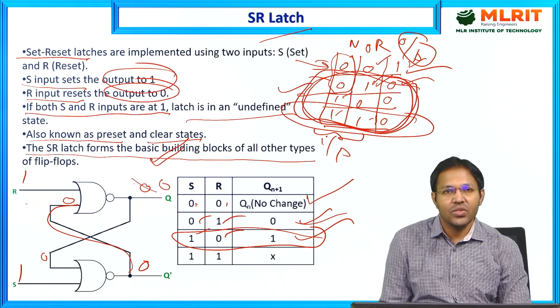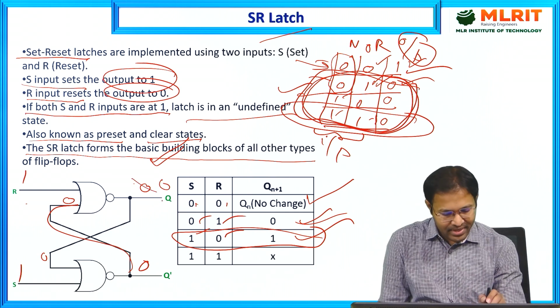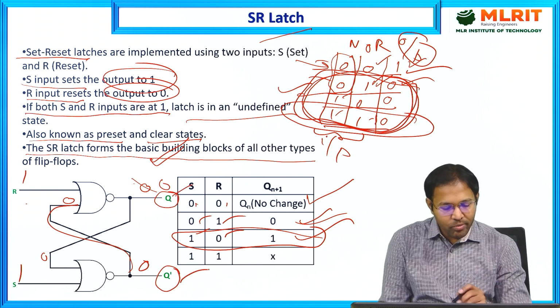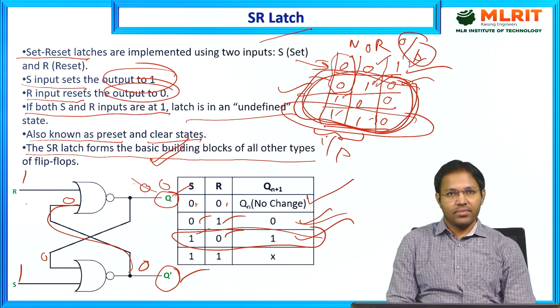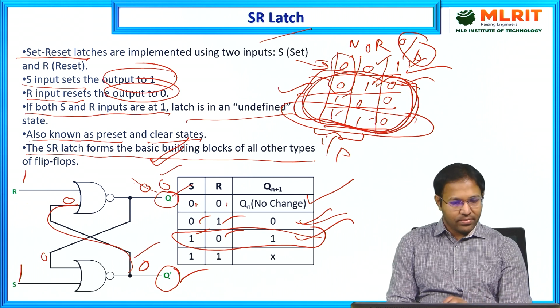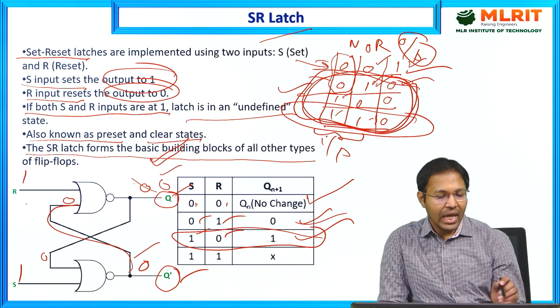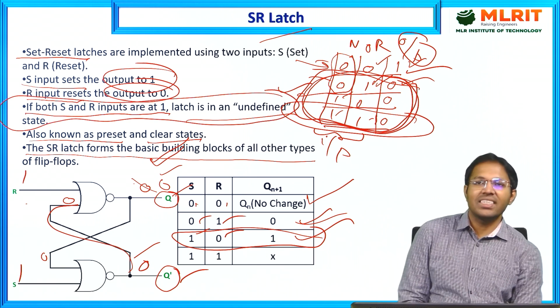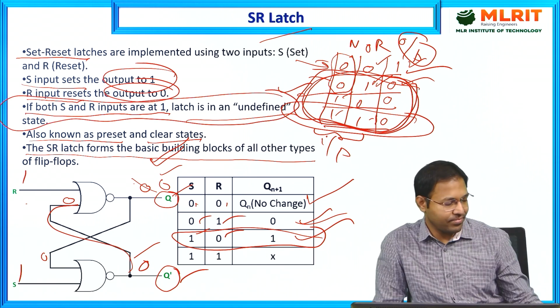Now, what is the issue here? The issue is this: Q and Q bar have to be complement of each other. So, one issue is both cases we are getting 0, right? Hence, usually this is considered as an undefined state.